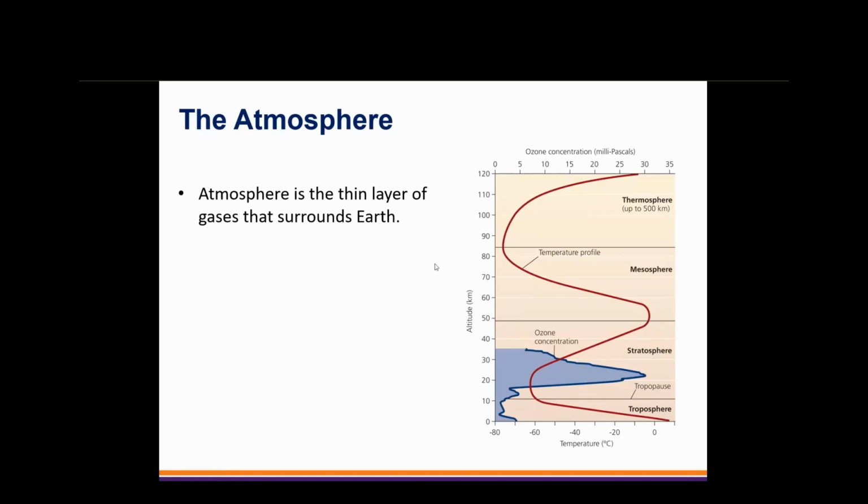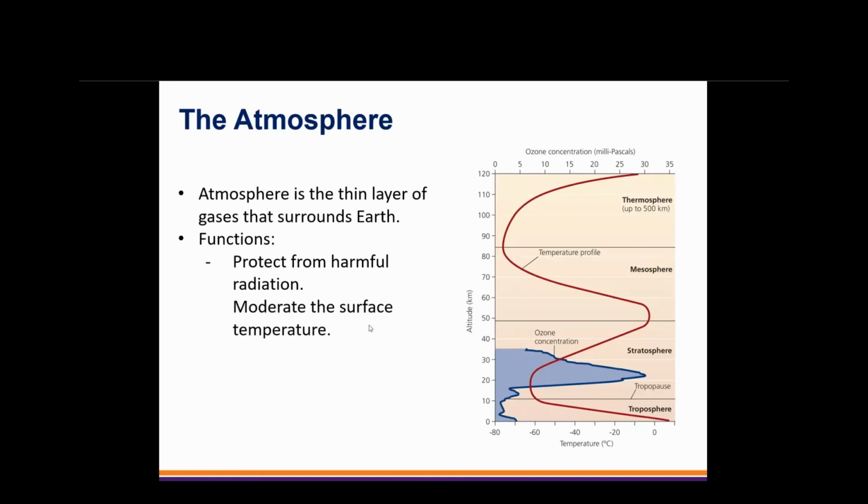Okay, so what is the function of the atmosphere? First is to protect from harmful radiation. This is the function of the stratosphere. From the sun we have UV radiation, and at the stratosphere we have this protective ozone layer that protects the Earth's surface from the harmful UV radiation.